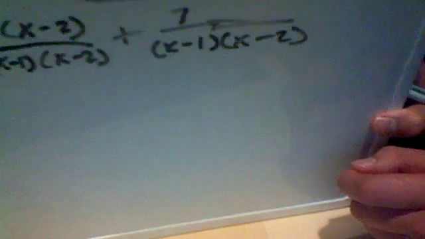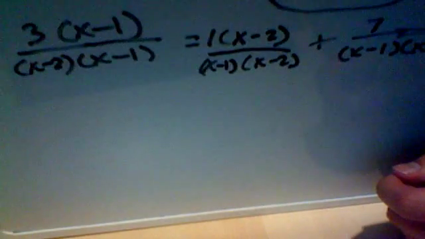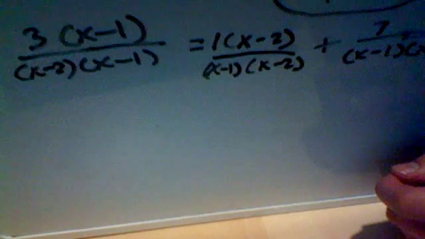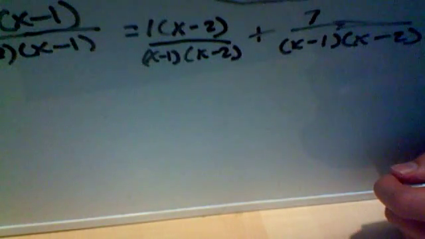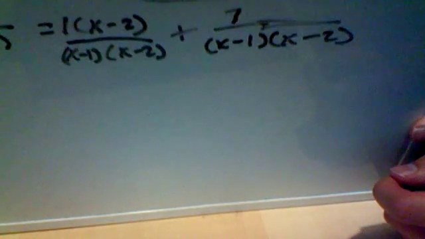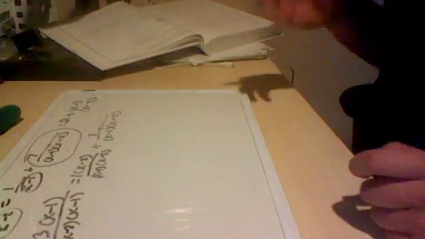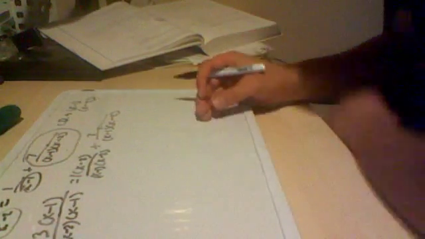Anyways, so we end up having the equation 3 times x minus 1 over x minus 2 times x minus 1 equals 1 times x minus 2 over x minus 1 times x minus 2 plus 7 over x minus 1 times x minus 2. Now, you might be saying, this looks a lot more complicated. Well, sit back in that chair right there, and I'll show you how it's done.